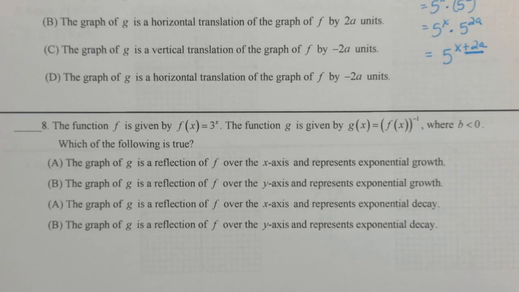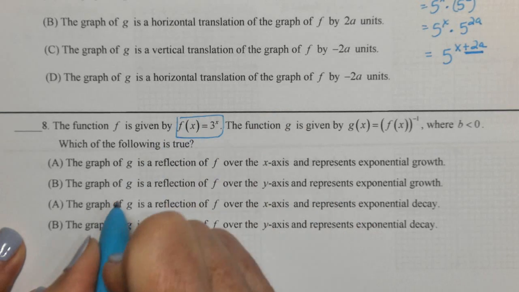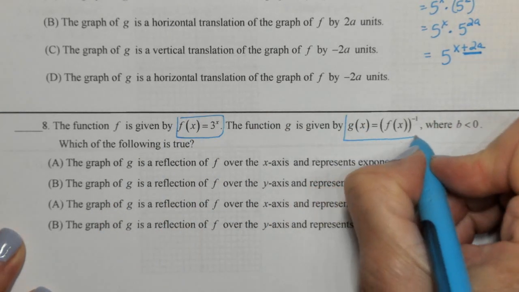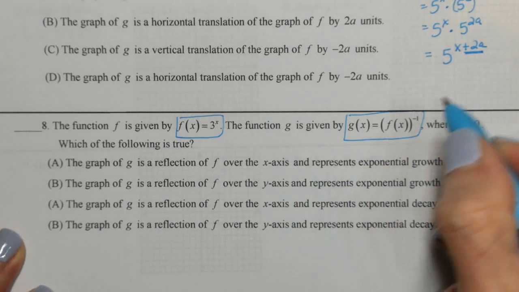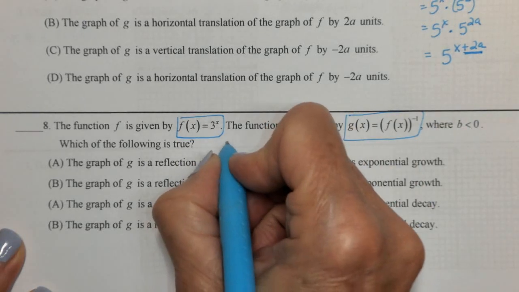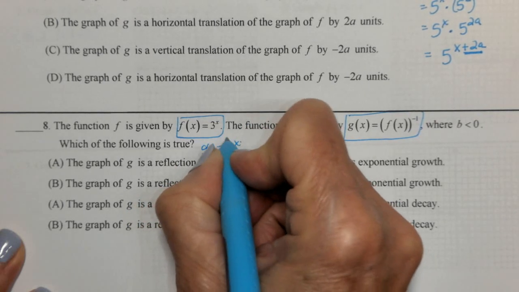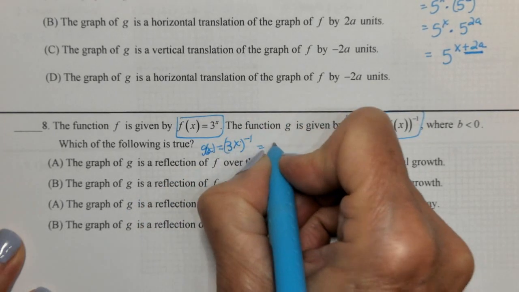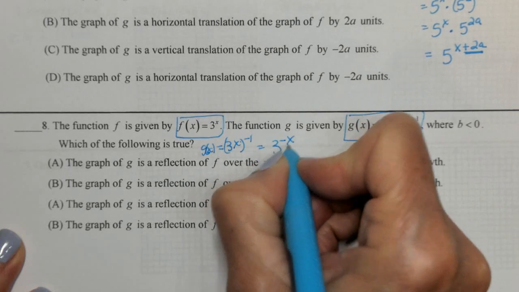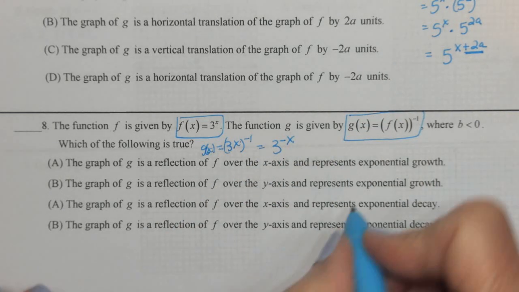Number 8, last one. All right, again we have f is 3 to the x, g is f all to the negative 1 power. That means 3 to the x all to the negative 1 power. That means 3 to the negative x. So g is 3 to the negative x.